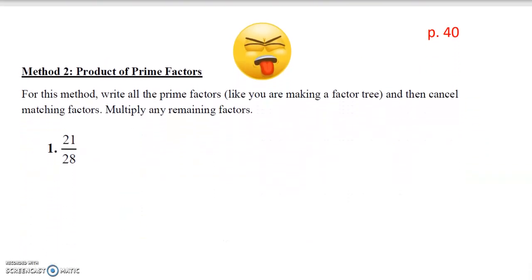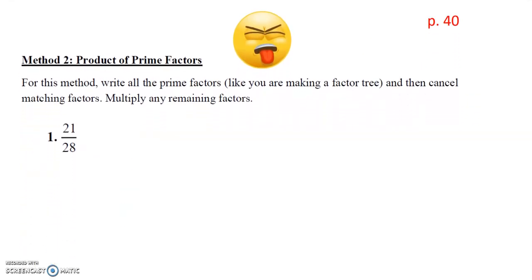Method 2, you can see my little emoji there. This is not a method that I recommend. I find it pretty labor intensive, so I'm only going to show one example, and it's a product of prime factors. So you're going to write all the prime factors, and then you're going to cancel the matching factors.